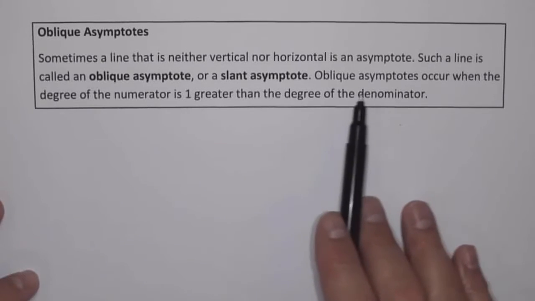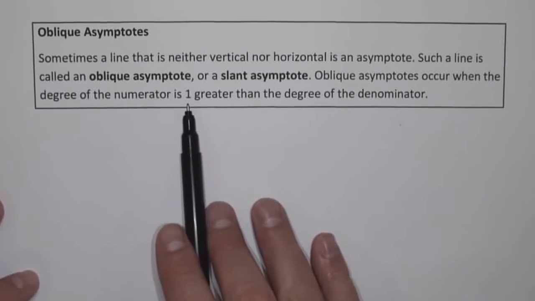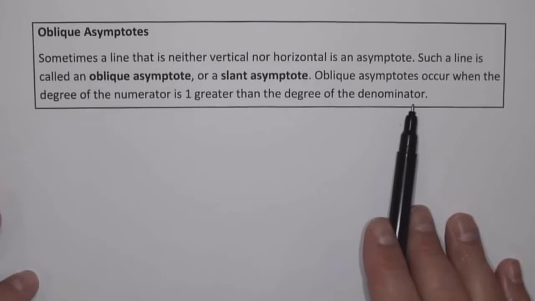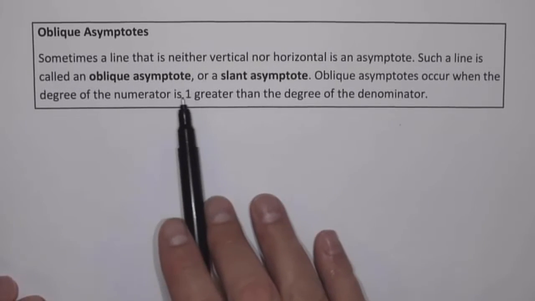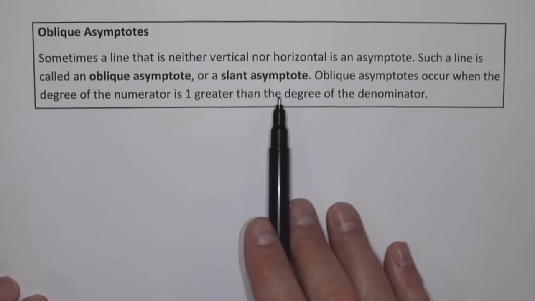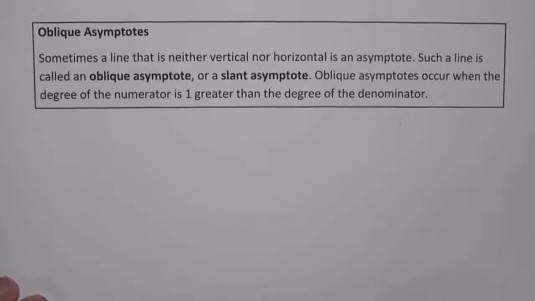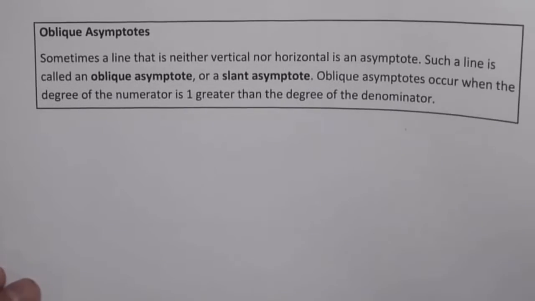So again, if the degree of the numerator is 1 greater than the degree of the denominator, then we'll get an oblique asymptote, which will be a slanted line that the graph gets closer and closer to instead of a horizontal line. So let's take a look at an example.